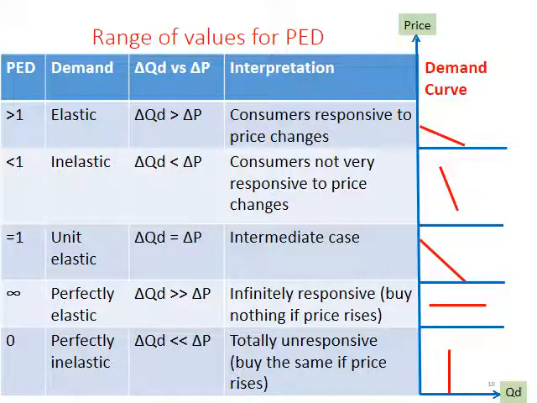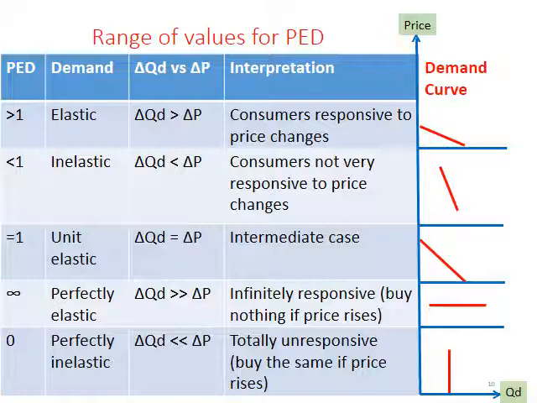And when the price elasticity of demand is less than 1, it is inelastic, and the change in quantity demanded is less than the change in price. The consumers are not very responsive. They are less responsive to the price change, and the demand curve looks like this.